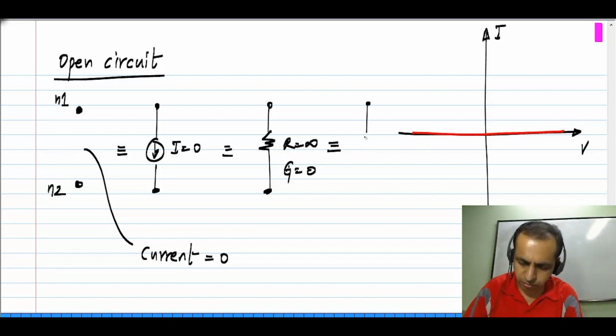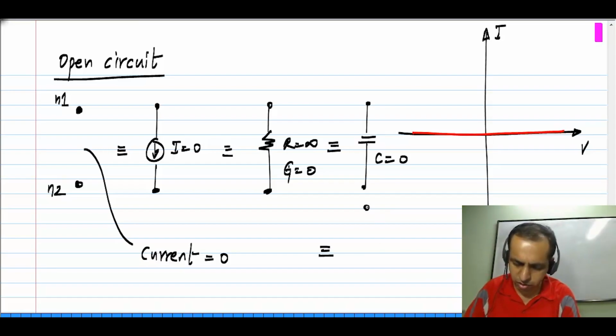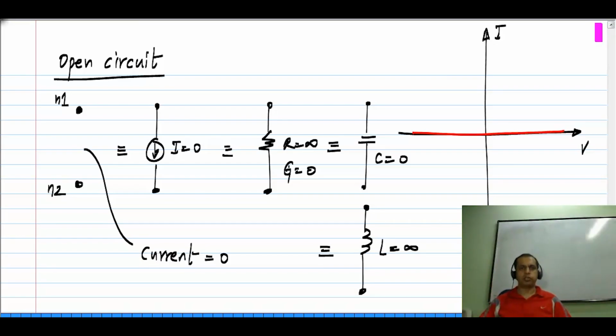equivalent to a zero valued capacitance or an infinitely large inductance. So that's an open circuit. Sometimes it's useful to think of either an open circuit or a short circuit as these elements with these extreme values.